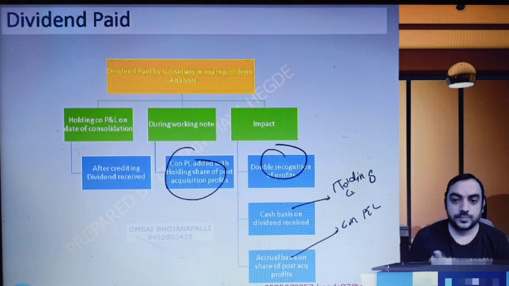I hope you are comfortable till here. If you want, you can write down this simple example. Please write down the small example.